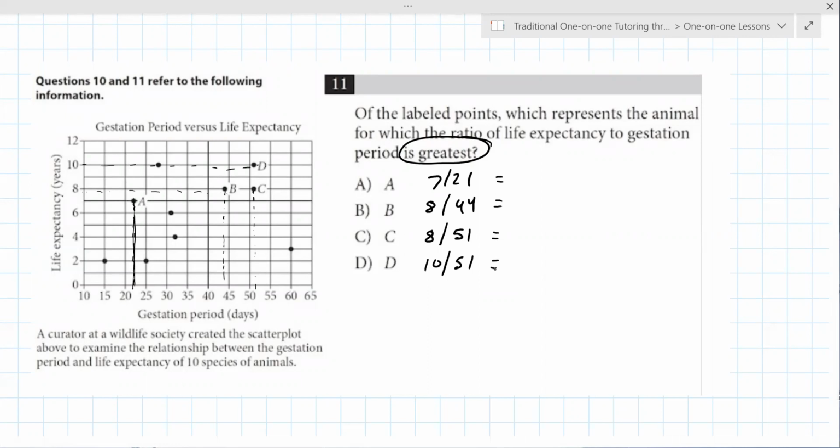Okay, well, for this one, grab a calculator. You got a calculator, I hope, because we used that in the previous problem. 7/21, 8/44, 8/51, and go to 2 decimal places.